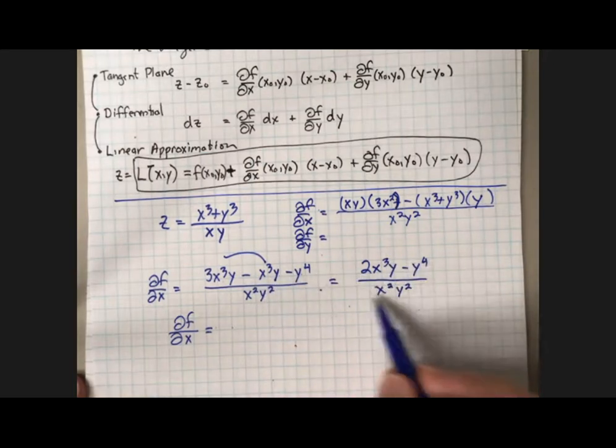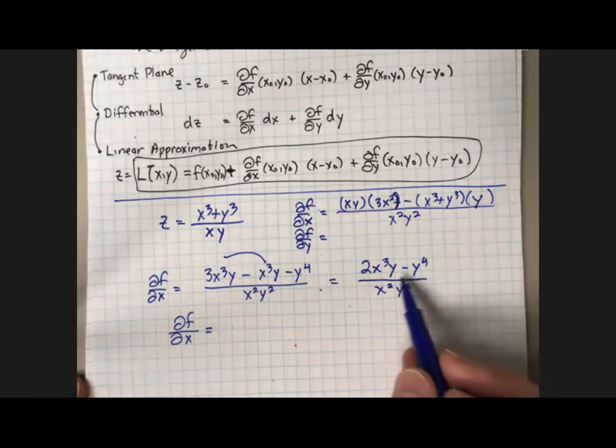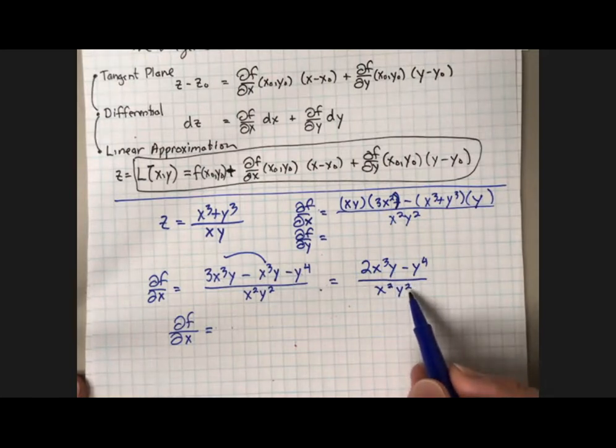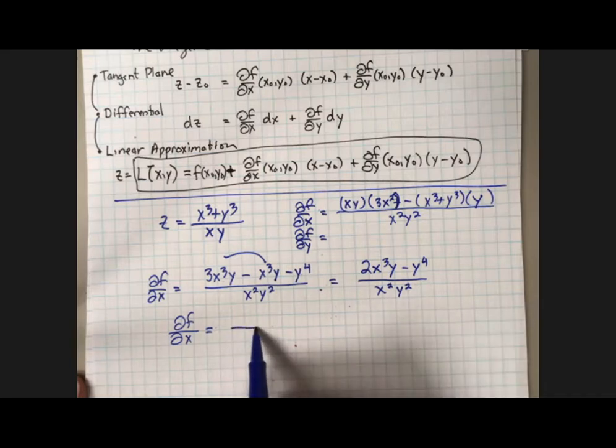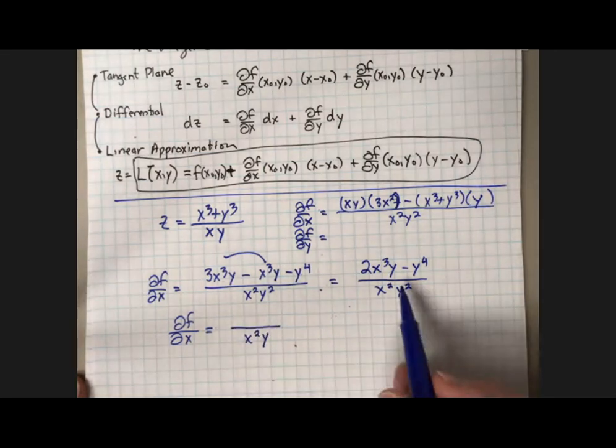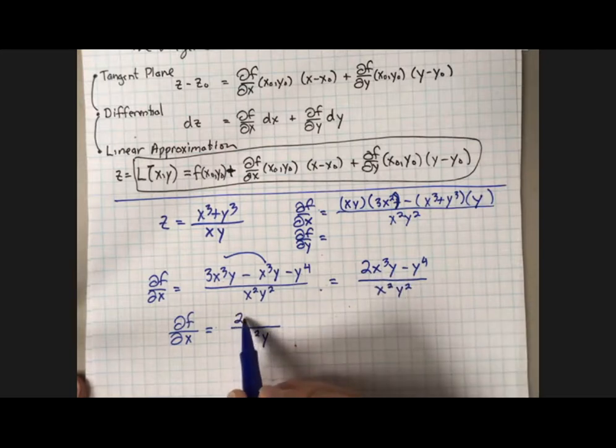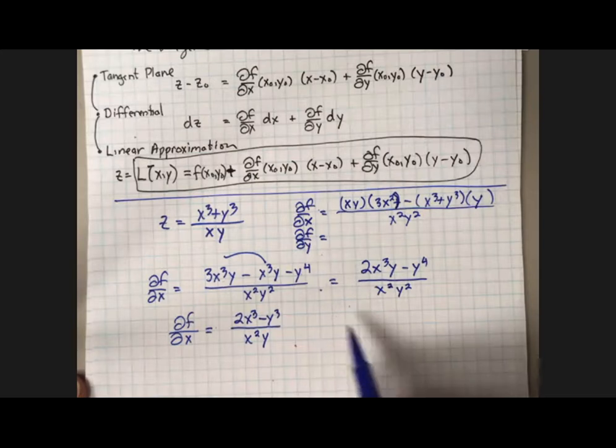But, and this looks kind of generic here, I want you to see the symmetry that each term on the top has a single y. So I'm going to cancel that y out in the bottom. That leaves me with x squared y on the bottom. But now when I cancel out this y right here, I can't factor it out anymore. One y is gone. I really have 2x cubed minus y cubed. So there's partial f, partial x.